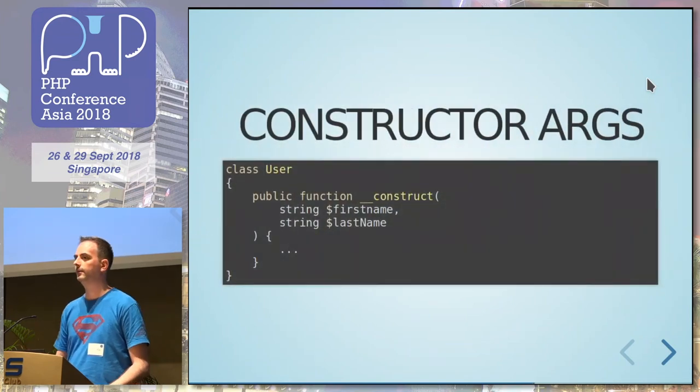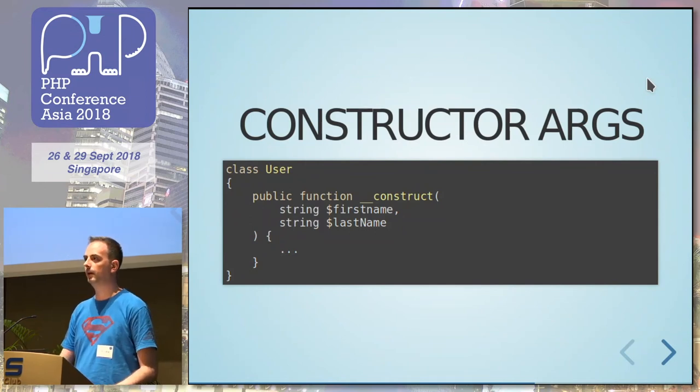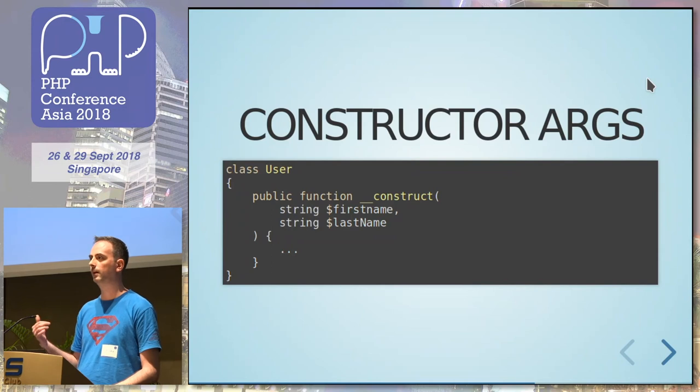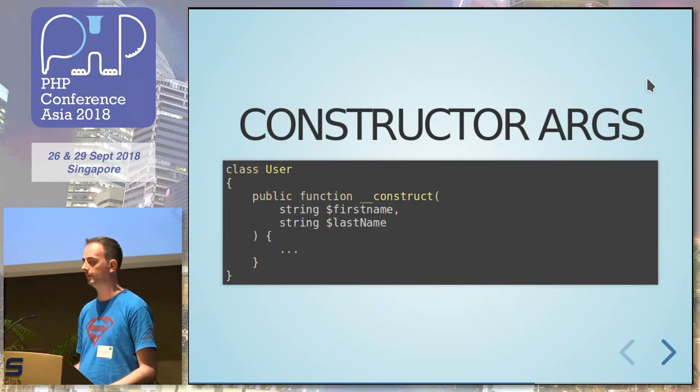To show you why it's useful, imagine you have a user class with a first name and a last name, and both of them are strings. So it looks fine so far. The only problem that I have with this is there's a small chance you mix up the order. So you give the last name as first argument and the first name as second argument, and PHP will not complain because you gave the right type.